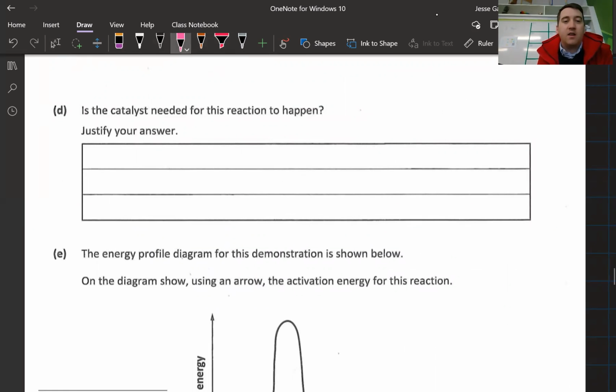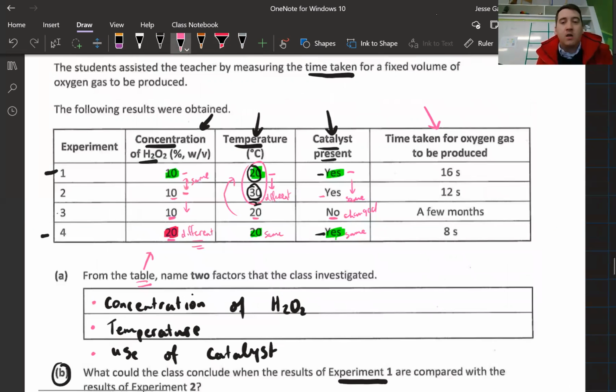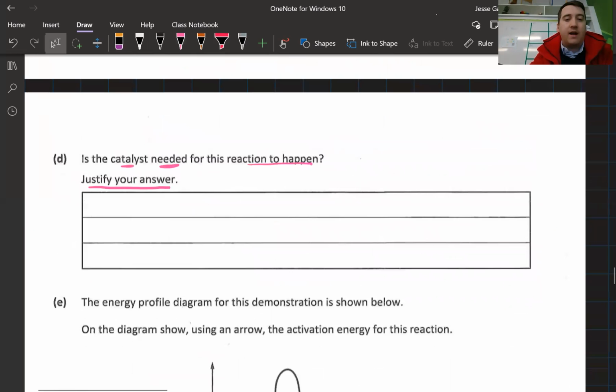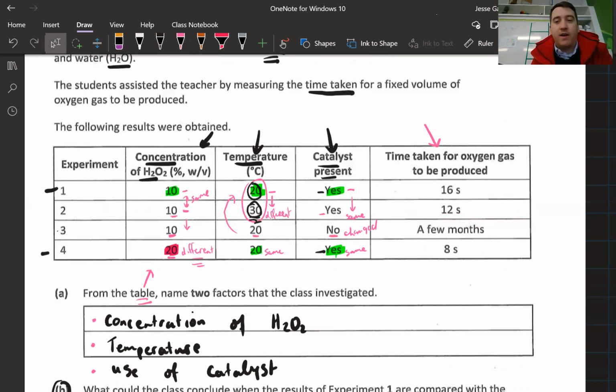Is a catalyst needed? So is the catalyst needed for this reaction to happen? Is it needed? Justify your answer. Let's go back to the table. Does the reaction require a catalyst or not? If you think you can answer this, go ahead and pause the video and make sure you justify. Justify, guys, means give a reason for your answer. So is a catalyst needed? Justify your answer. Pause the video and write that down now.